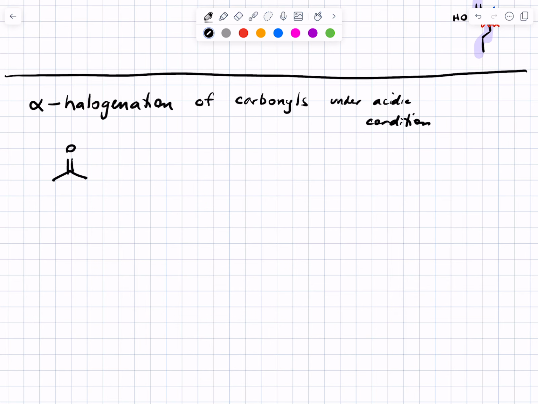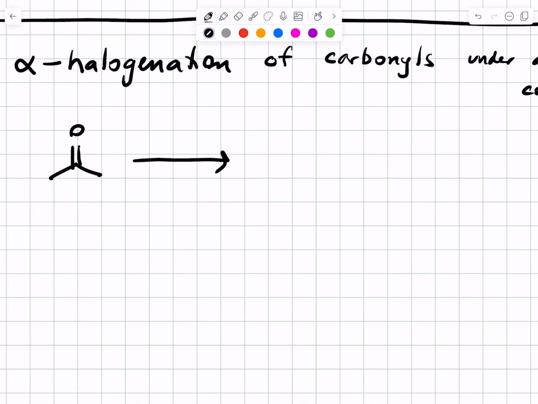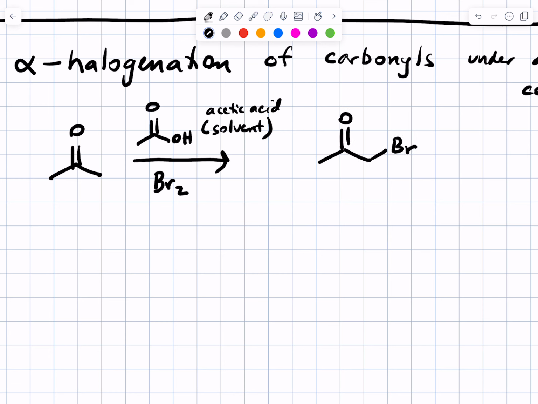So here is just a regular ketone. Our solvent, you need an acid, and in this case, your acid is the same as your solvent. This is acetic acid. Acetic acid is relatively inexpensive. You can use it as a solvent. It also is important for the reaction. And then your other reagent is bromine. The impact of this reaction is to install one bromo group on the alpha carbon.